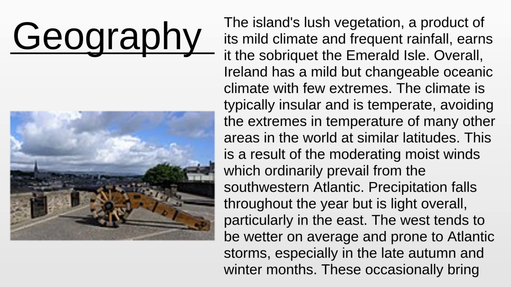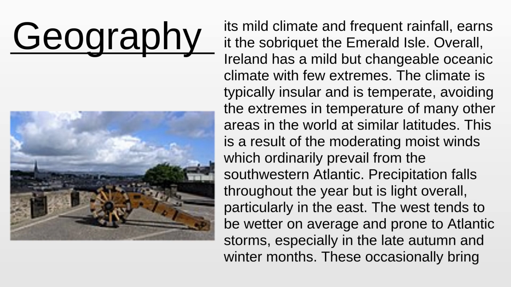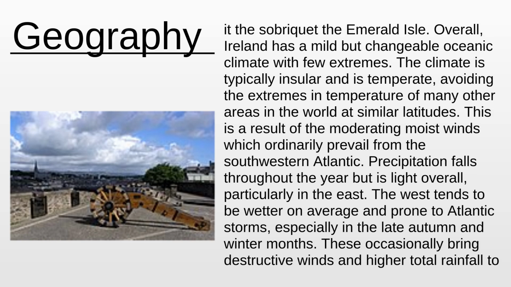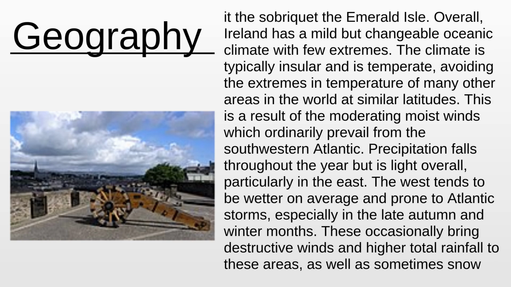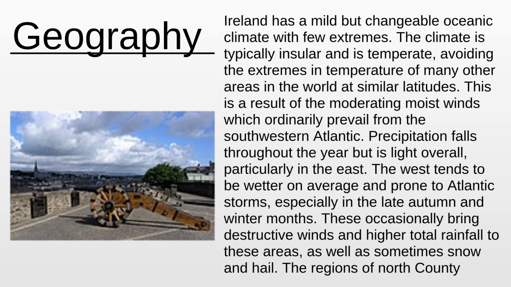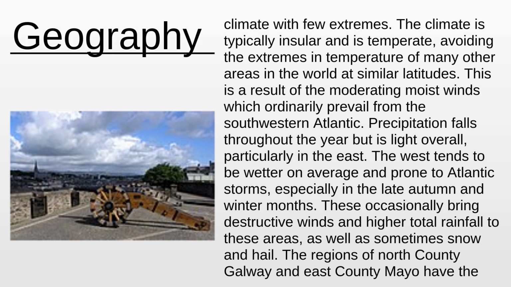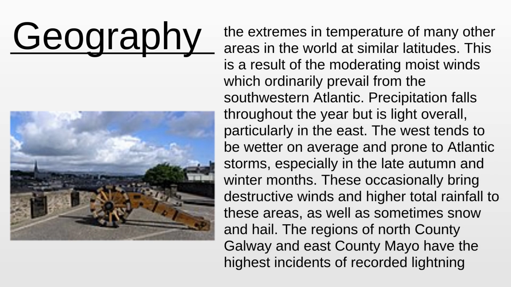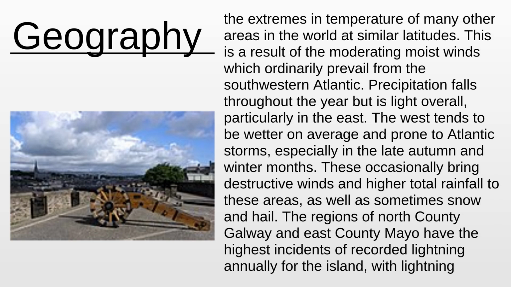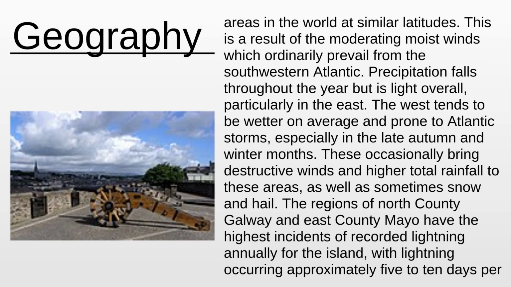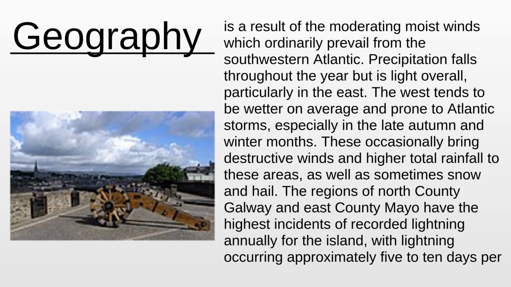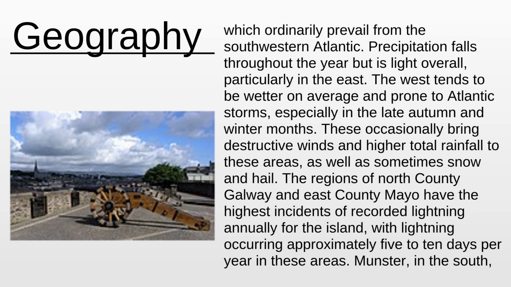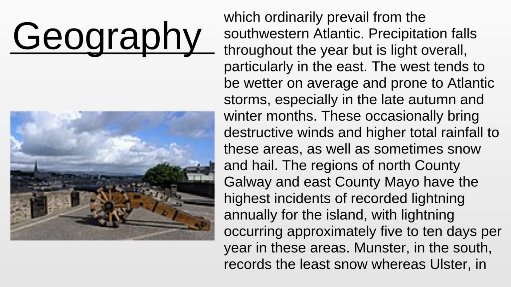The island's lush vegetation, a product of its mild climate and frequent rainfall, earns it the sobriquet the Emerald Isle. Overall, Ireland has a mild but changeable oceanic climate with few extremes. The climate is typically insular and is temperate, avoiding the extremes in temperature of many other areas in the world at similar latitudes. This is a result of the moderating moist winds which ordinarily prevail from the southwestern Atlantic.